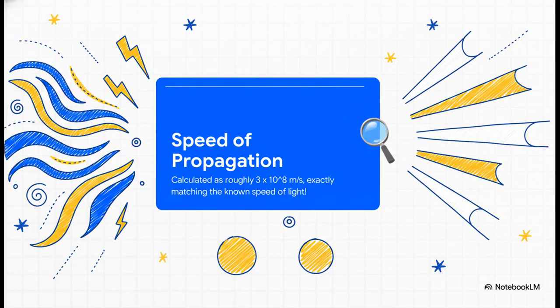And right here is the absolute mic drop moment of classical physics. Seriously, Maxwell calculated the speed of these self-sustaining waves using his equations. He figured out that the speed depends strictly on the electric permittivity and magnetic permeability of free space. When you actually crunch those numbers, you get roughly 3 × 10⁸ meters per second. This was a massive revelation because it exactly matched the known speed of light, which led to the profound, game-changing conclusion that light itself is just an electromagnetic wave.